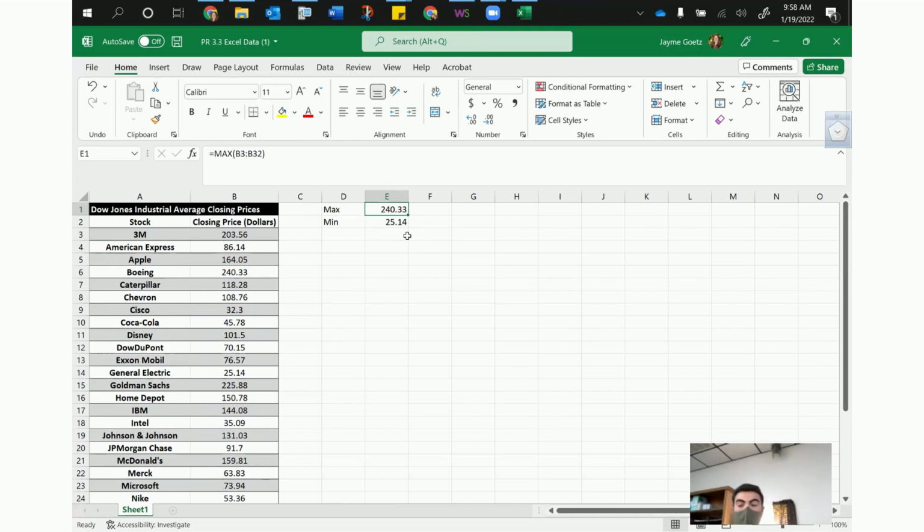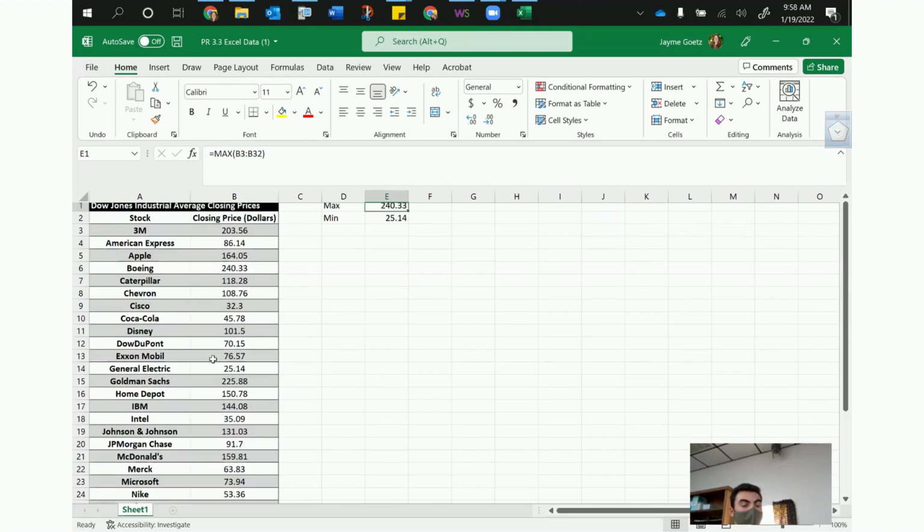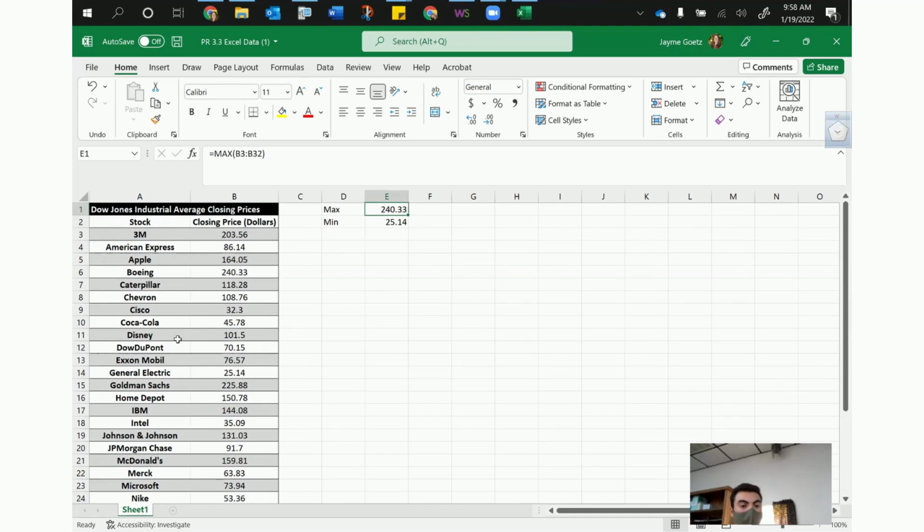So that's really helpful. Now, before we find our limits, we have to figure out how many classes we want. If I look here, I start on 3 and I go all the way down to 32, so I think I have 30 values. How many classes do I want to break this into? This is a pretty big range. If you look at 240 and 25, that's a big range. I want to make the classes a little smaller. So let's say the number of classes that I want is 10. I want to break it into 10 classes.